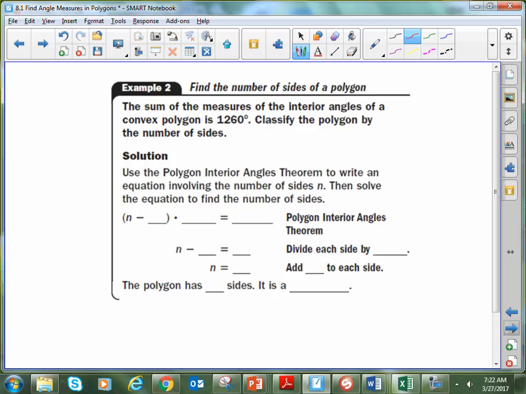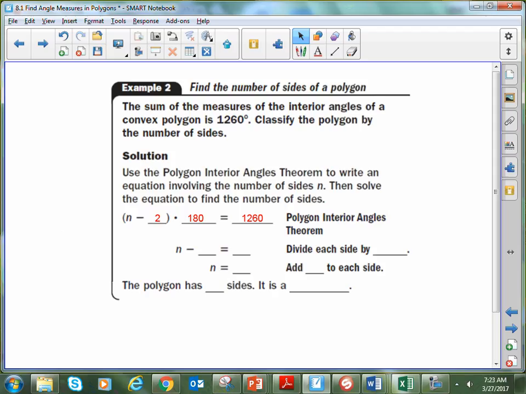And we don't need to necessarily rewrite the equation as a literal equation, although we certainly could. We can just plug in the numbers that we know and go from there. Well, we know the formula is n minus 2 times 180 equals whatever the sum is. In this case, the problem gives us the sum to be 1,260 degrees. So that's how we substitute the numbers into the formula there. And now we're going to work backwards to solve for n.